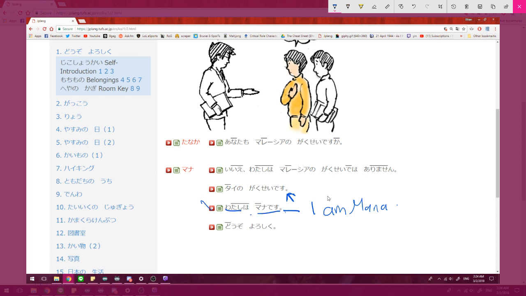This is the first thing we've learned today. Introducing yourself. Watashi wa mana desu. Right? I am mana. Douzo yoroshiku. Douzo yoroshiku, right? Which is pleased to meet you.